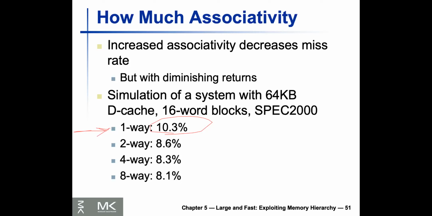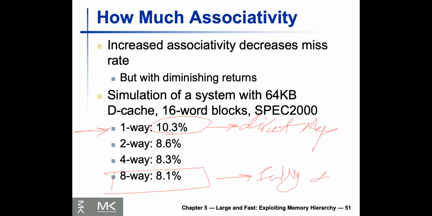Two-way and four-way are a little bit lower, and eight-way, which is, so this is a direct map, and this is the fully associative, is minimally better, slightly better than the four-way and two-way with 8.1. Normally in the real world, they are somewhere around this, depending on the architecture. Normally they use caches from two-way, four-way, and eight-way.